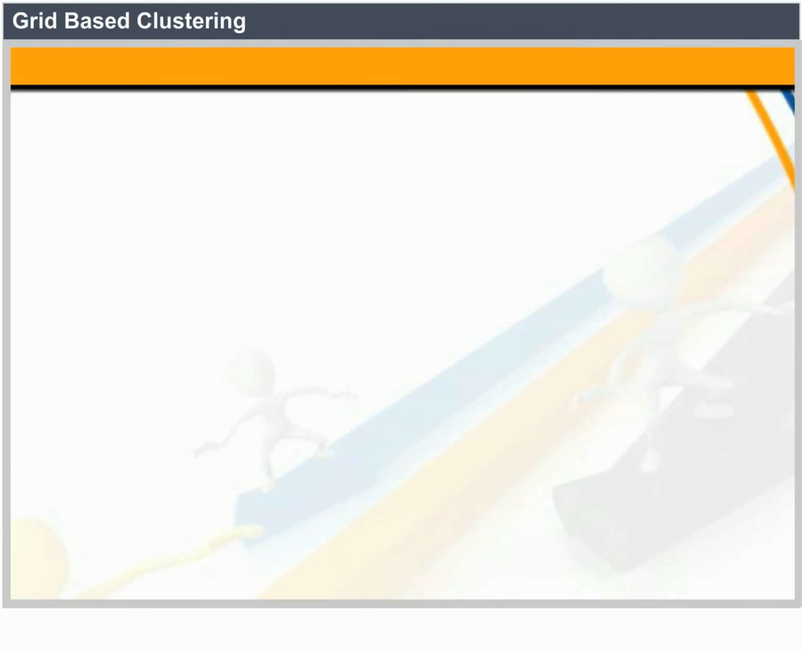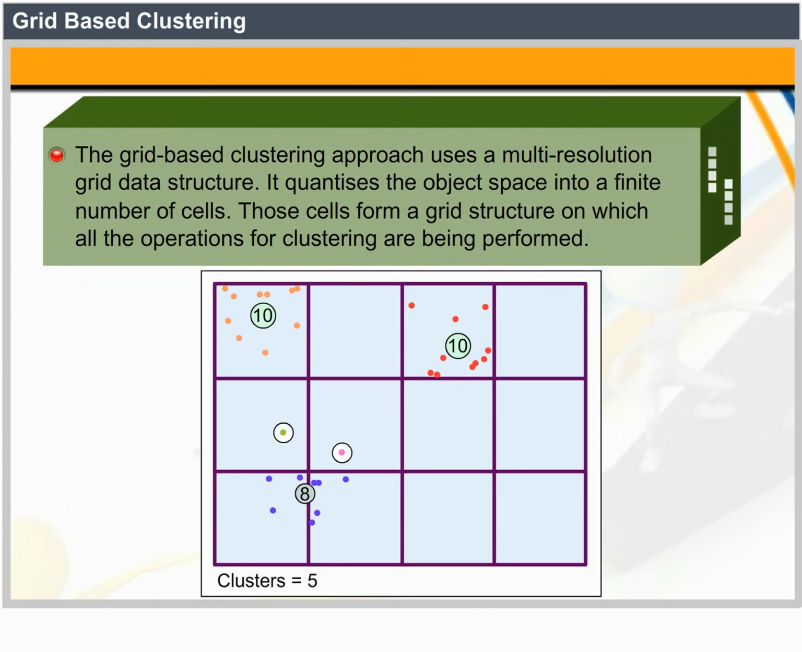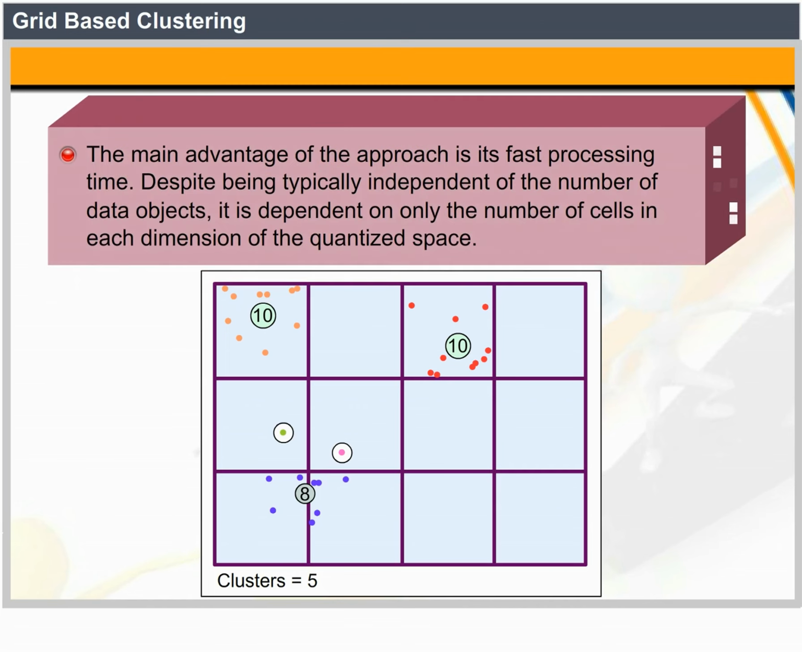Grid-based clustering. A grid-based clustering method takes a space-driven approach by partitioning the embedding space into cells independent of the distribution of the input objects. The grid-based clustering approach uses a multi-resolution grid data structure. It quantizes the object space into a finite number of cells that form a grid structure on which all the operations for clustering are performed. The main advantage of the approach is a fast processing time, which is typically independent of the number of data objects, yet dependent on only the number of cells in each dimension in the quantized space.